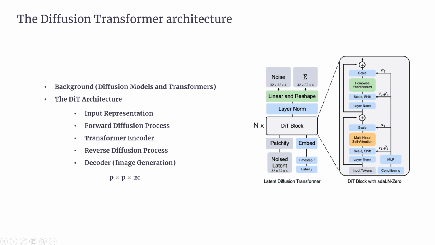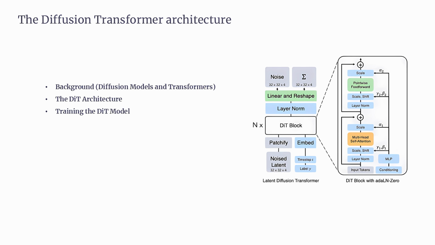The third, training the DiT model. The model is trained using a technique called denoising score matching. The training objective of DiT is to minimize the difference between the generated image and the original clean image during the reverse diffusion process. Specifically, it learns to predict the noise added at each step of the forward diffusion process. The model is trained by comparing the predicted noise with the actual noise added to the image at each step.